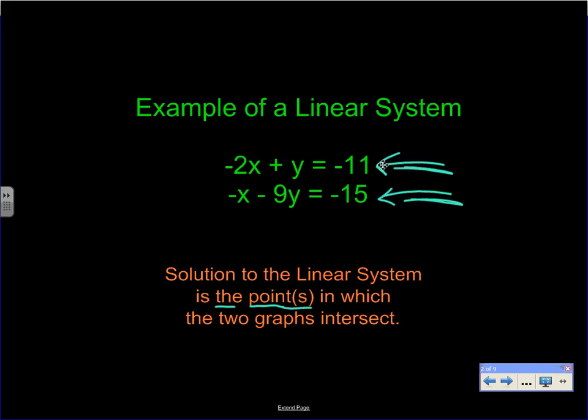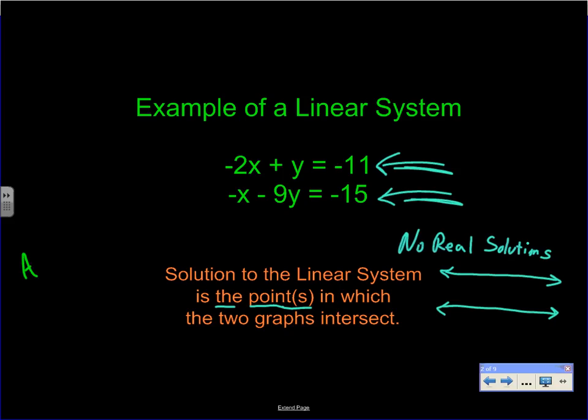Some systems will have no real solutions. If we think about it, what type of lines will not intersect? Well, if we have a line like this, and we have a line like this, they will not intersect, and what do you call those lines? You call those parallel lines.